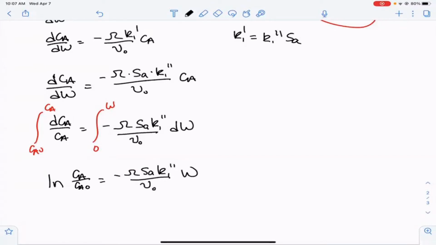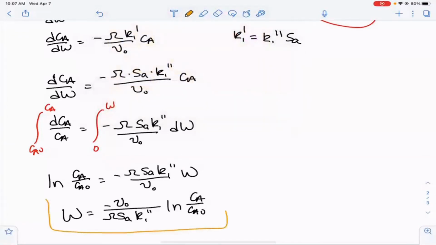And the thing that we're asked for in this problem is the catalyst weight. So the weight is then just equal to minus the volumetric flow rate divided by the overall effectiveness factor times SA times K1 double prime times the natural log of CA over CA0. Okay. And that is what we're after.